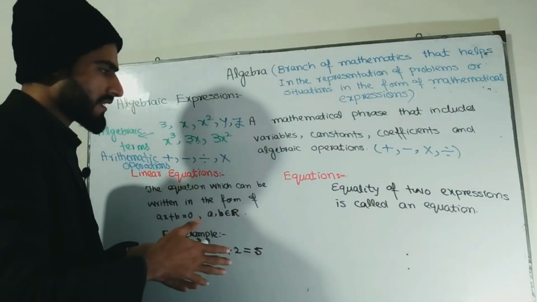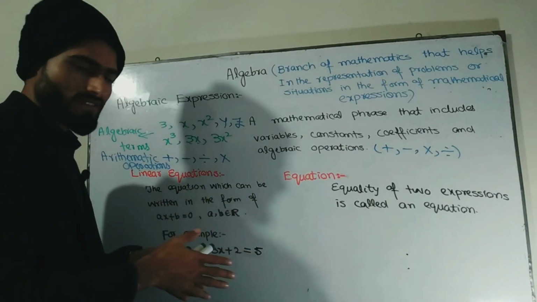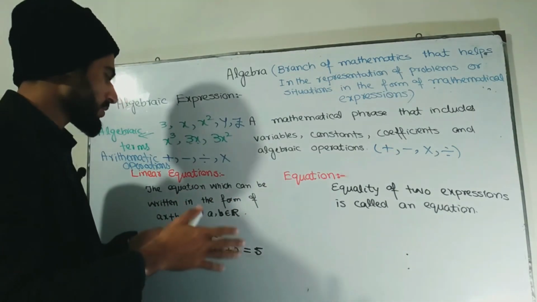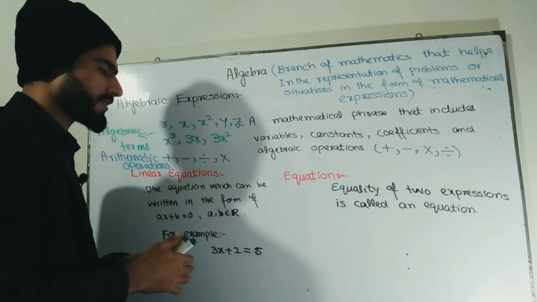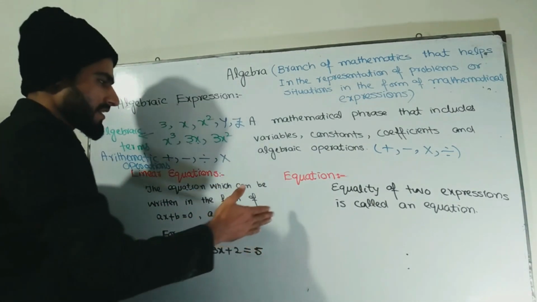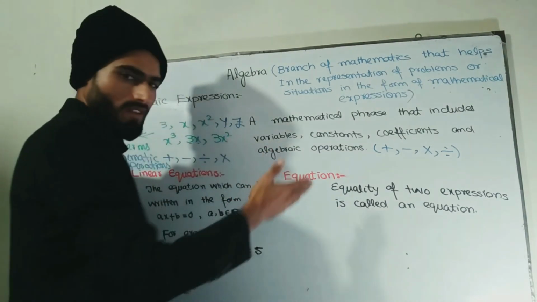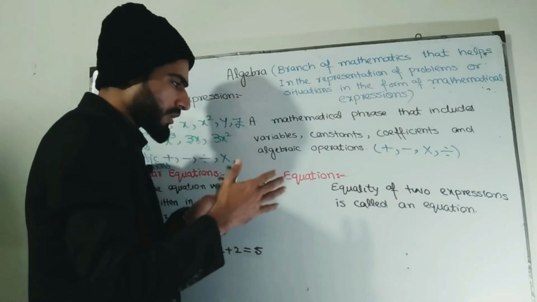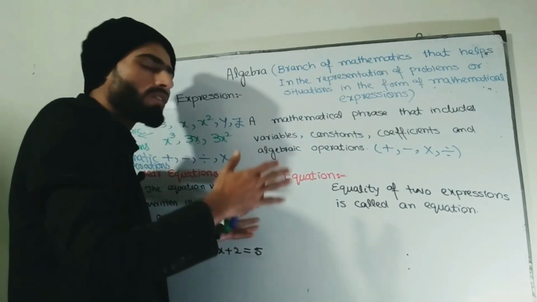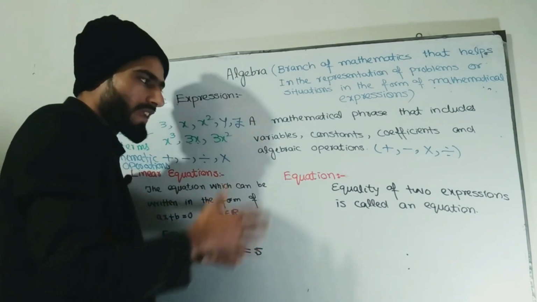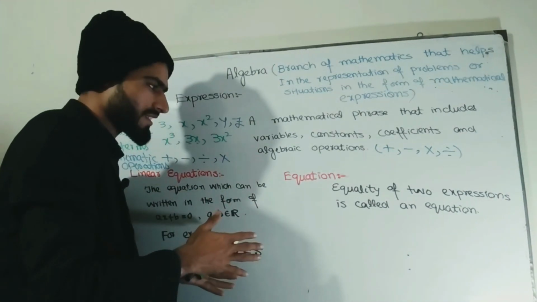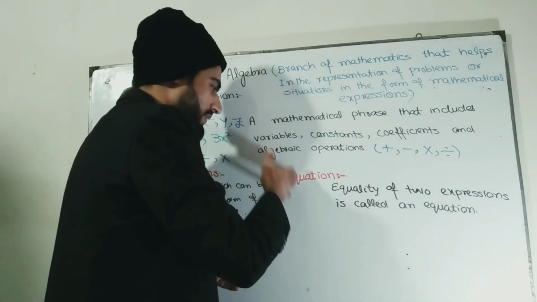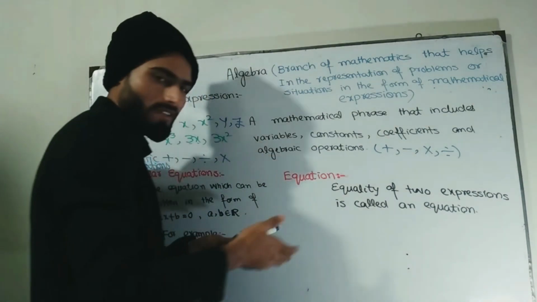In algebra, we will discuss constants, coefficients, algebraic terms, equations, quadratic equations, and linear equations. So first we are going to start with the equation. What is an equation? Basically, equation comes from the equal sign. It's the equality of two expressions.